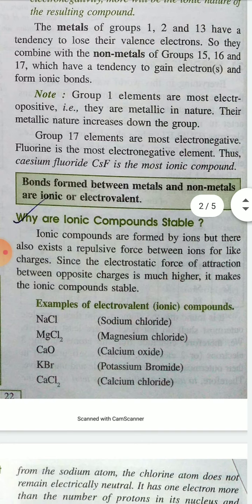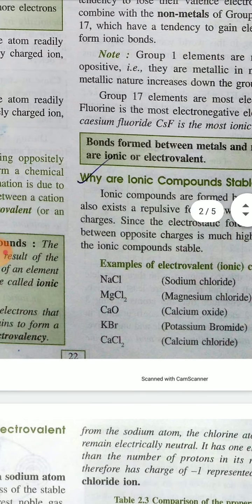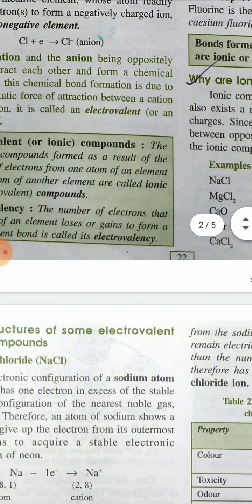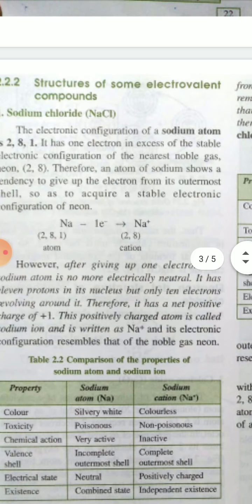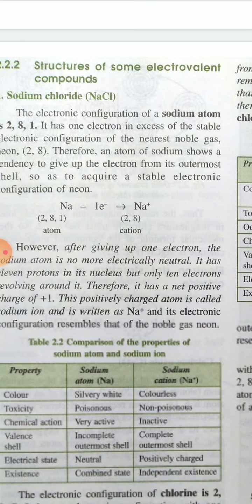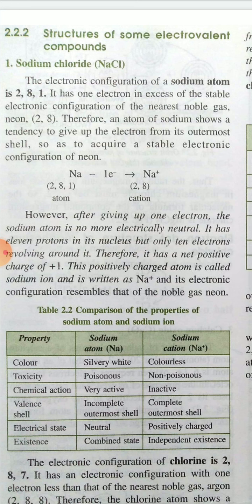Examples of ionic compounds: NaCl, MgCl2, CaO (calcium oxide), potassium bromide KBr, calcium chloride CaCl2. Now, the structure of an ionic compound. Here it is explained by taking one example, sodium chloride. Sodium chloride is an ionic compound in which sodium and chlorine atoms are present.